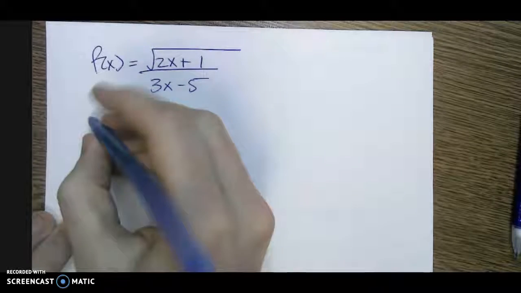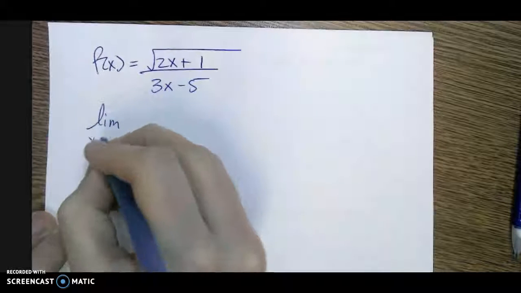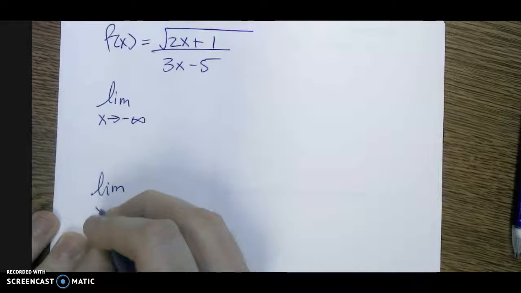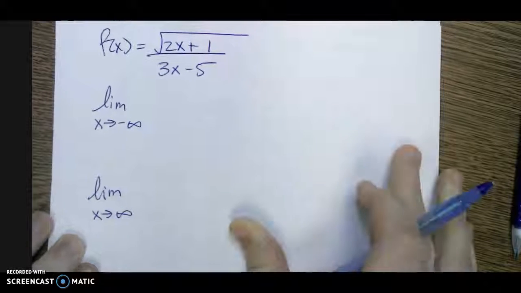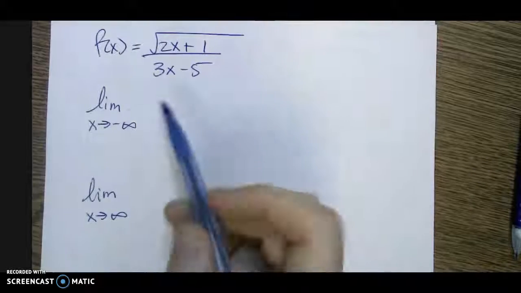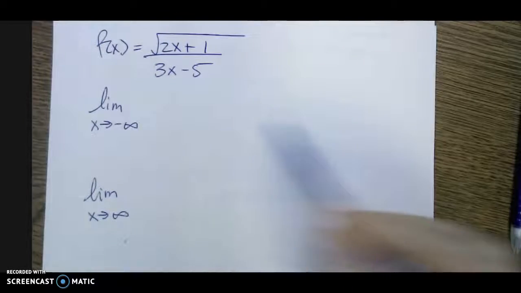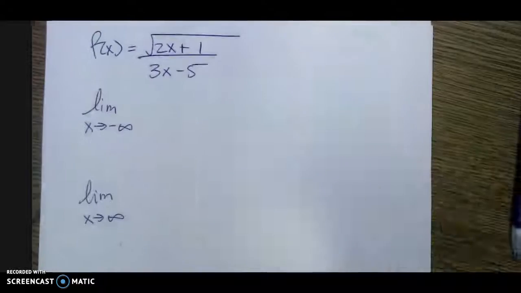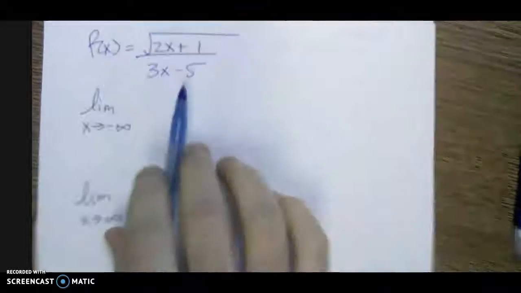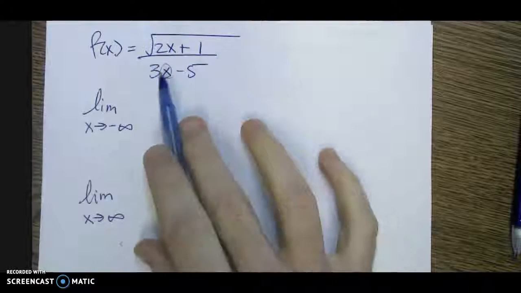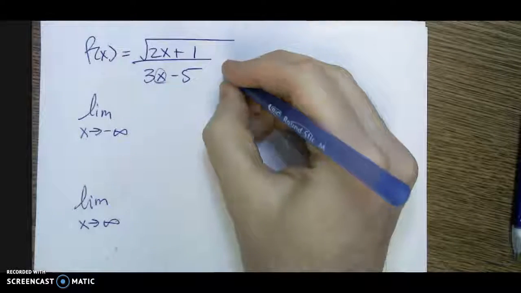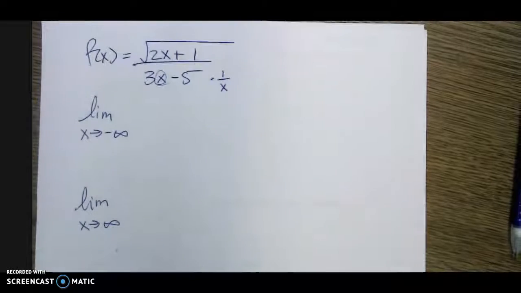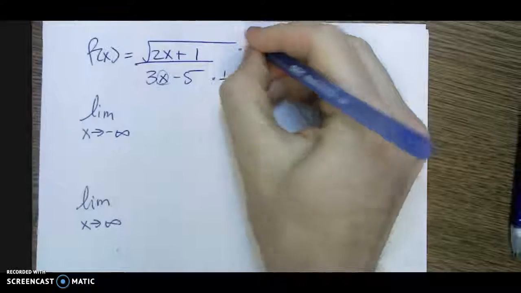Now, we're going to look for our horizontal asymptotes. To find your horizontal asymptotes, we need to find the limit at negative infinity and the limit at positive infinity. This is always how you find your horizontal asymptotes. In both cases, if you plug in infinity, you're going to get infinity divided by infinity, which we said earlier doesn't have an answer. So you need to find the variable in the denominator and divide by it. So we're going to divide by x, or multiply by 1 over x.